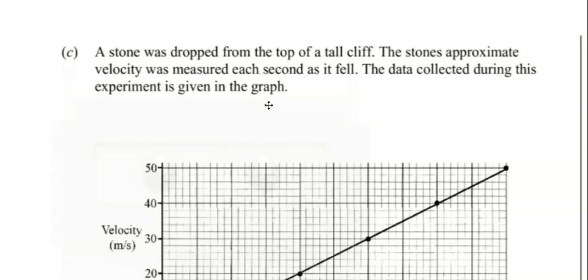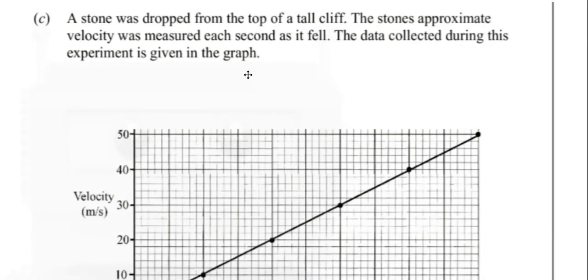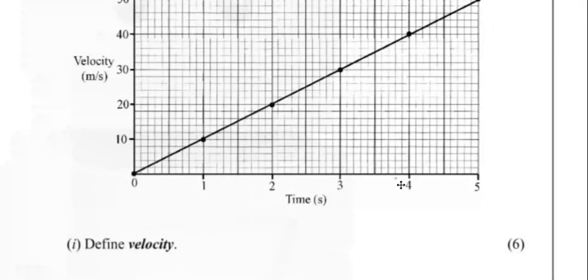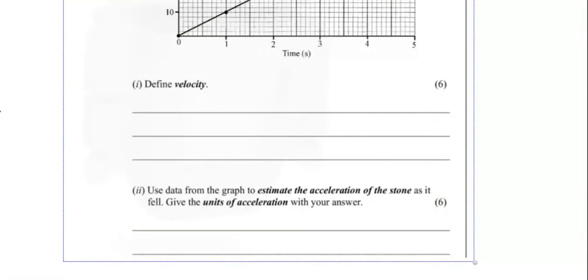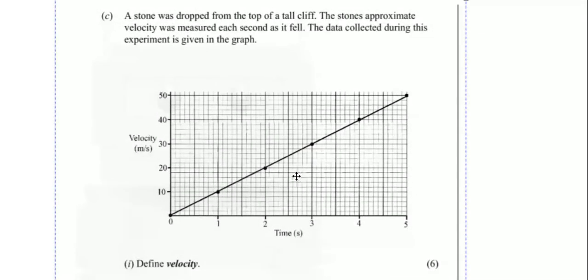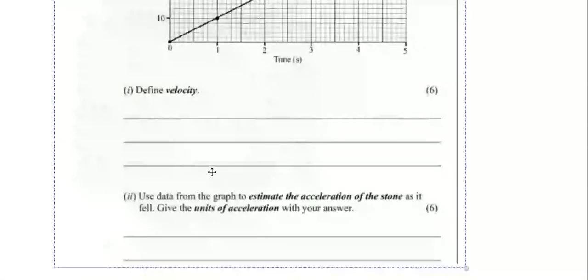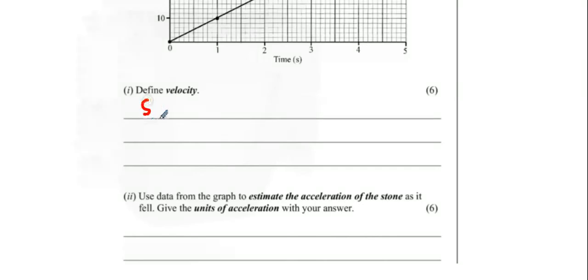Now, a stone was dropped from the top of a tall cliff. The stone's approximate velocity was measured as it fell. The data collected during the experiment is given in the following graph. So once again, guys, this is a velocity time graph. Okay, so it's a velocity time graph, so it's not distance, okay? The first thing I want you to do is define velocity. We did it already. Velocity is speed in a given direction.